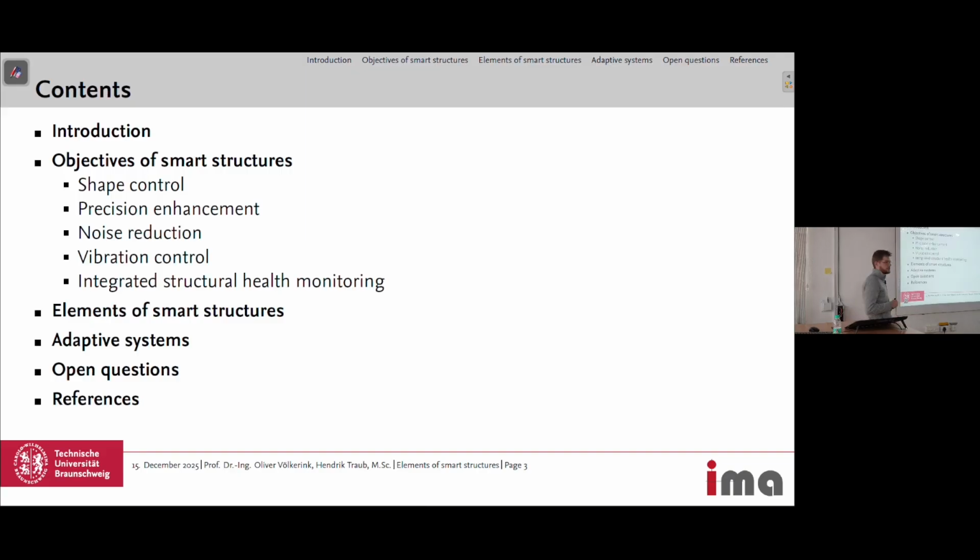So what is the structure of this lecture? We will have a short introduction, then look at some objectives of smart structures: shape control, precision enhancement, noise reduction, vibration control, and integrated structural health monitoring. And then we will introduce the elements of smart structures and also have a look at adaptive systems or system theory maybe. And then we have some time to clarify open questions.